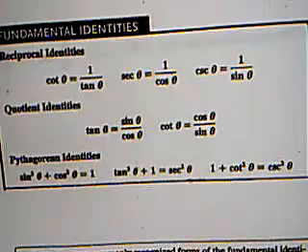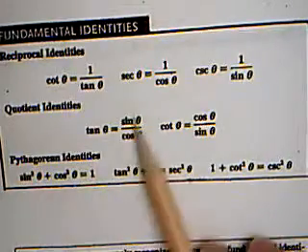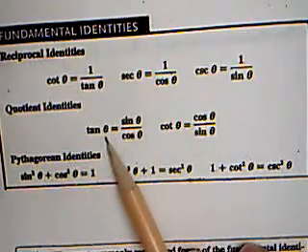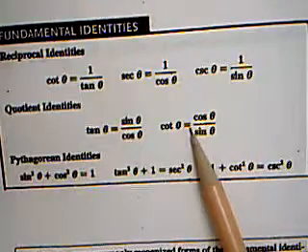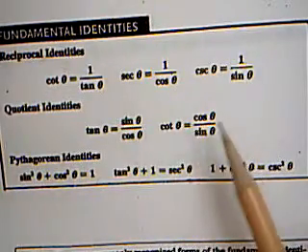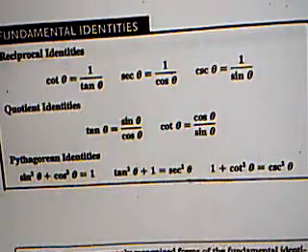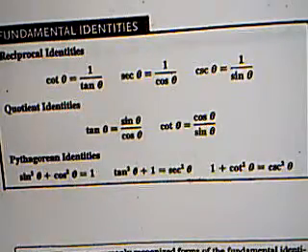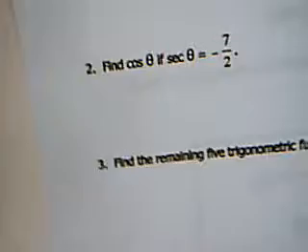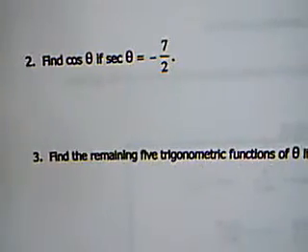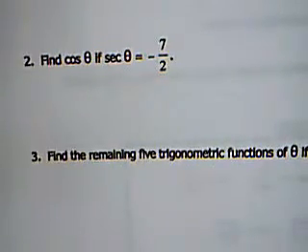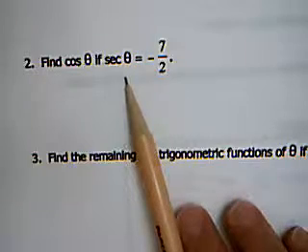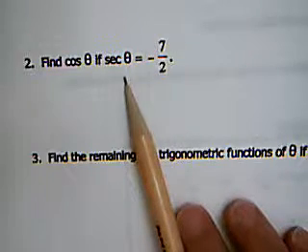Now from here, if you were asked to find additional trig functions, it should not be a problem. You could use the identities that are given above, since you have sine and cosine. Then we could find tangent, and from that we could also find cotangent. So just knowing one piece of the puzzle, we can find the other trig functions. Okay, let's look at the next problem. Number 2 says find the cosine of theta if the secant of theta is equal to -7/2.